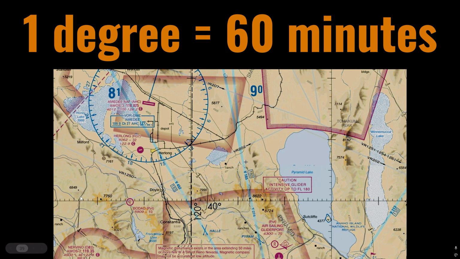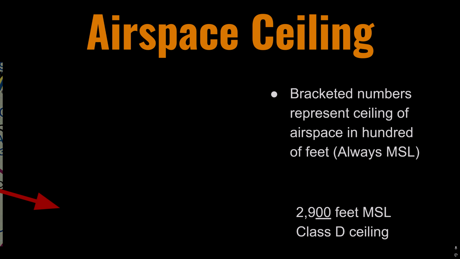Here's what that means. This line of latitude is 40 degrees, and if I would count up 60 of these individual tick marks, that would put me at 41 degrees. And if I would count down south, if I count down 60 of them, it would put me at 39 degrees. If you stop somewhere in the middle, it would be whatever degree you're at, followed by however many minutes or tick marks that you counted.